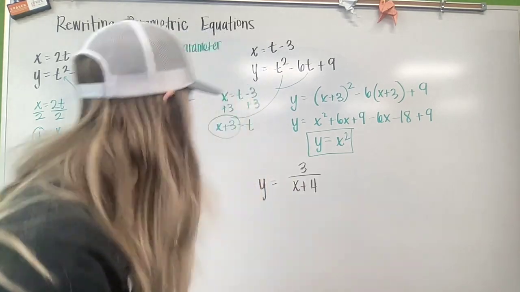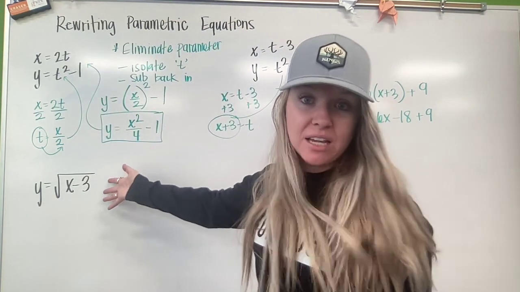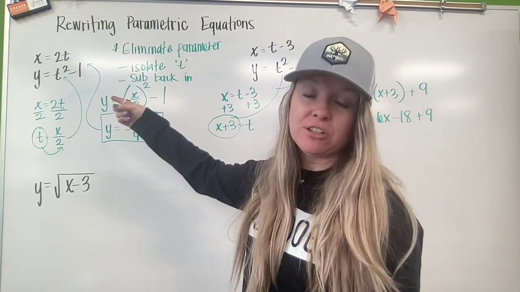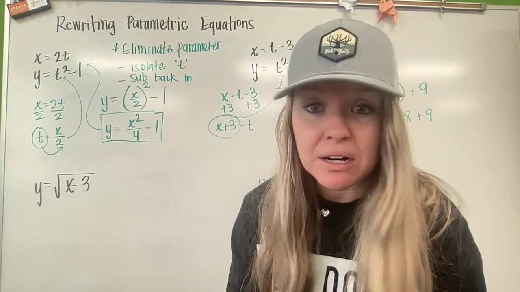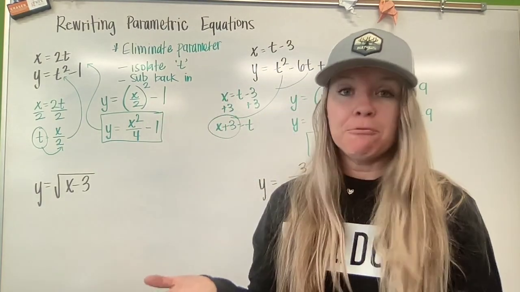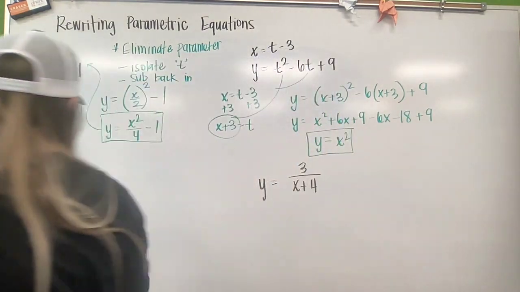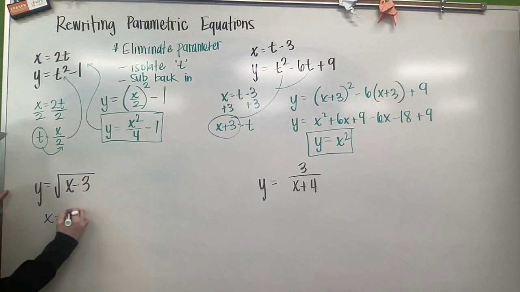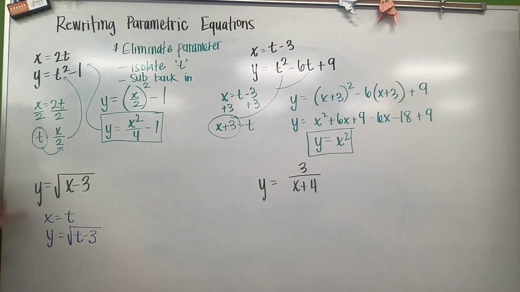Pretty nifty, right? Okay, the flip side to this is what happens if we have a rectangular equation and I want to write it as a parametric. This one's actually really easy because I can make this whatever I need it to be. Without parameters, I'm free to do what I need to do. So if I want to rewrite this as a parametric equation, I could simply say, well, x equals t, and if x equals t, then y equals the square root of t minus 3. Boom, done.